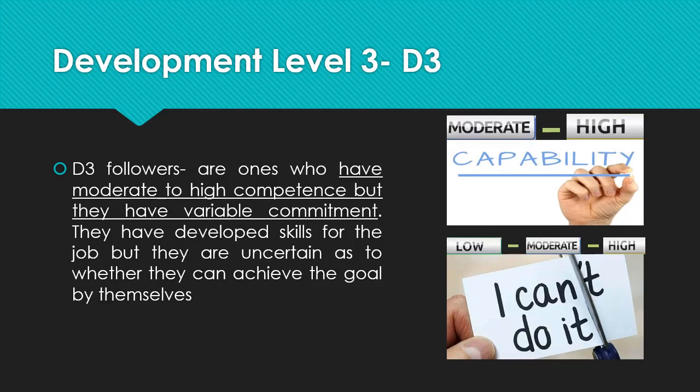Next is the D3 followers. They are the ones who have moderate to high competence level, but they have variable commitment. That is, their commitment level varies from low to moderate to high. They have the skills for the job, but they are uncertain as to whether they can achieve the goal by themselves.